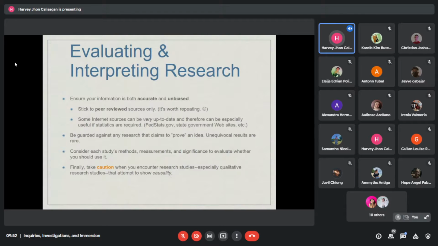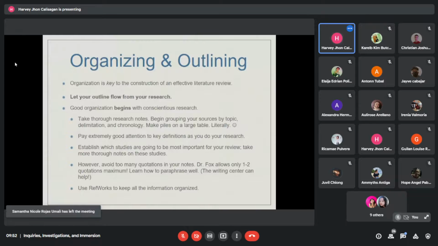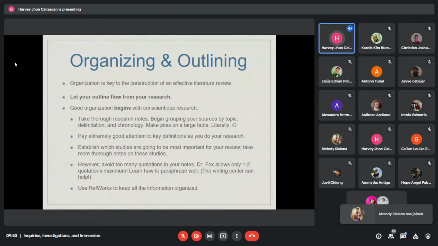Do you understand evaluating and interpreting your research? Yes, sir. Okay, you have to be vigilant about this one. Next is organizing and outlining. A very organized research will lead you to a very constructive and effective literature review, class. Because the point of organizing the thought is where you are actually presenting the whole idea of your research.